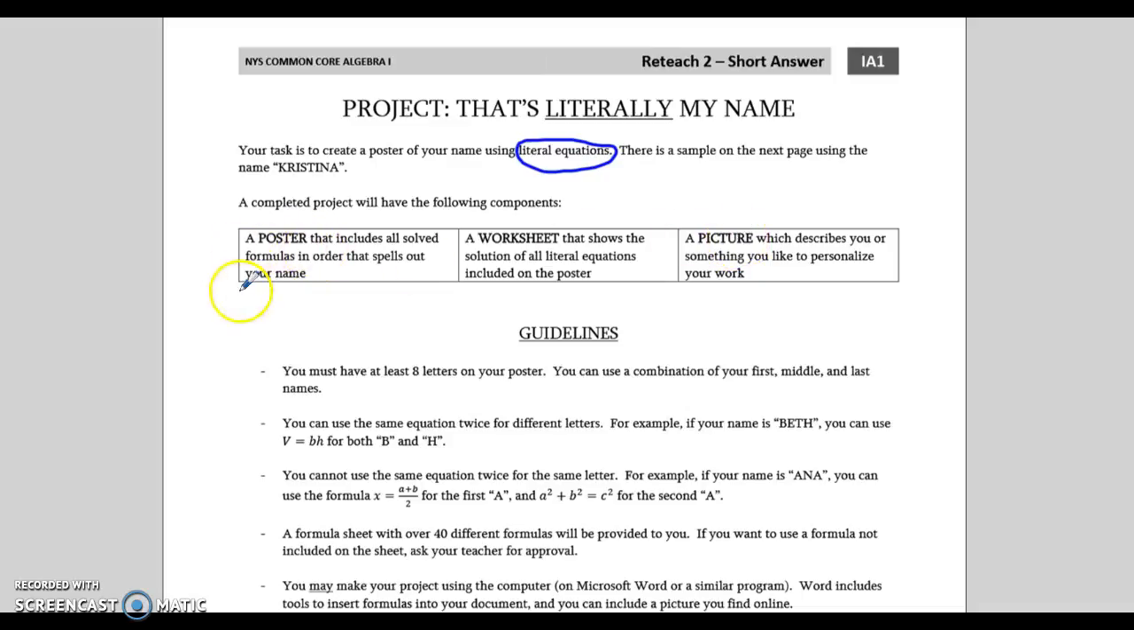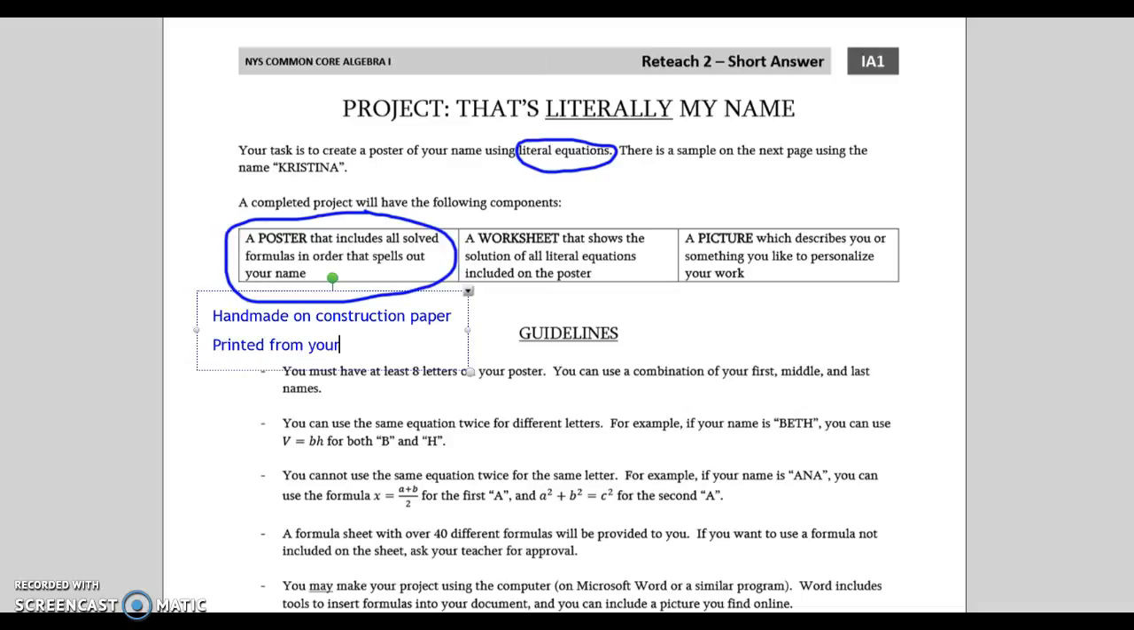The first component is a poster that includes all solved formulas. For this poster, I want you to keep in mind, this was a frequently asked question: you do not need to make it on your computer. This poster can be handmade on construction paper. It can be printed from your computer. There's no restriction on whether it's created by you by hand or whether it's created on the computer.